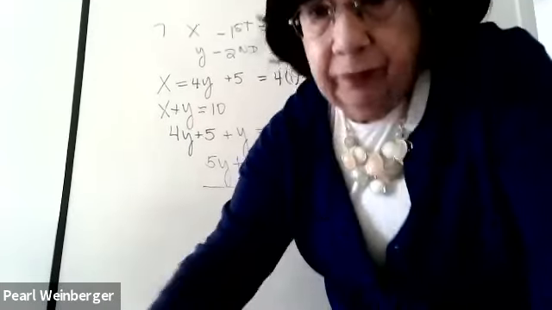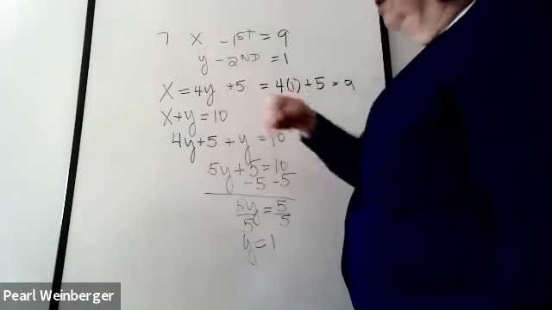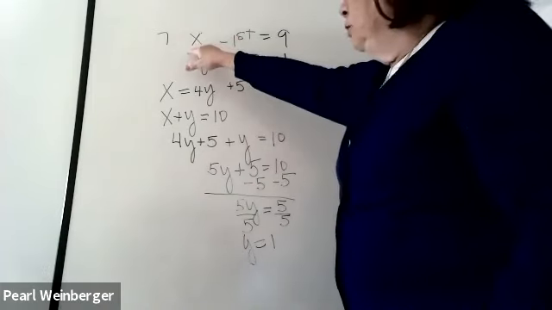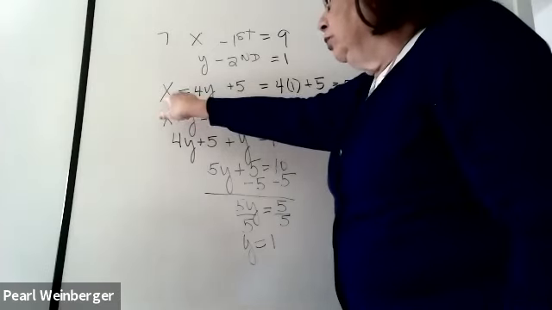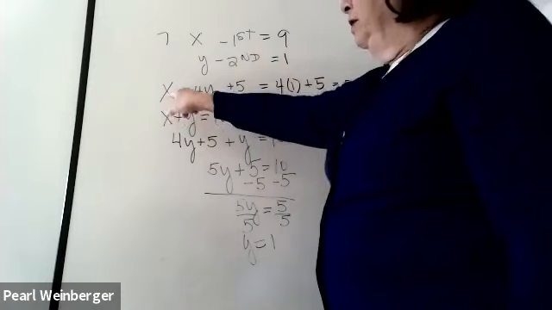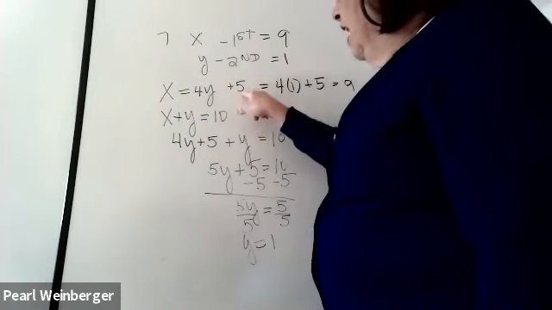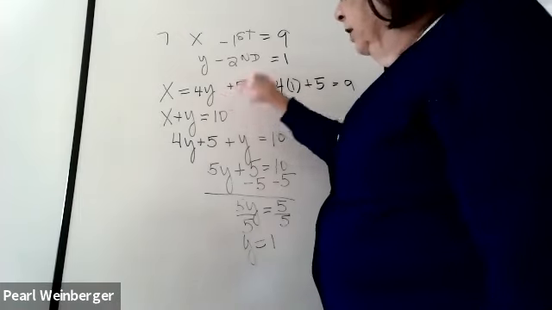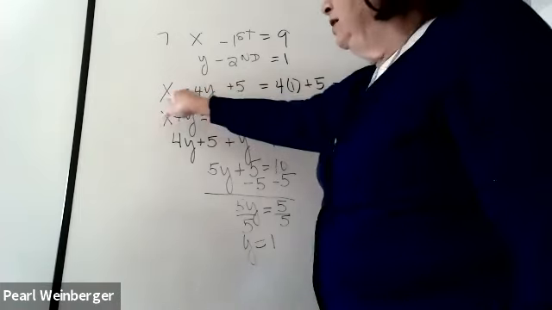Start this recording. Okay, so let me just repeat this for the recording. Our first number was x, our second number was y. Our two equations were x equals 4y plus 5, because one number is 5 more than 4 times the other. So x equals 4y plus 5. The sum of the two numbers was x plus y equals 10.